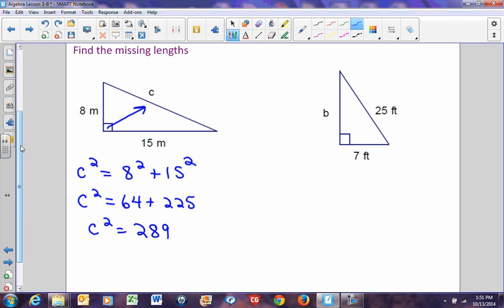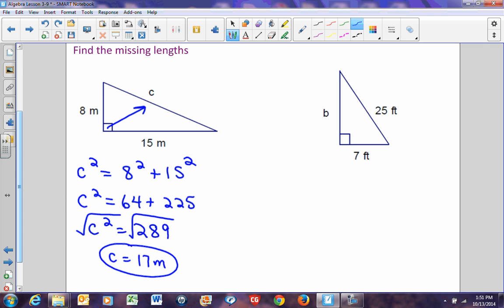So we must undo taking something and squaring it. So we need to take the square root of it, which is the lesson we did the day before. If you remember, that was the previous lesson, which was on finding square roots. So we take the square root of 289. That happens to be 17. So C is equal to 17, and in this case it was labeled in meters, so I should label it in meters. So C equals 17 meters. We found the length of the missing side.